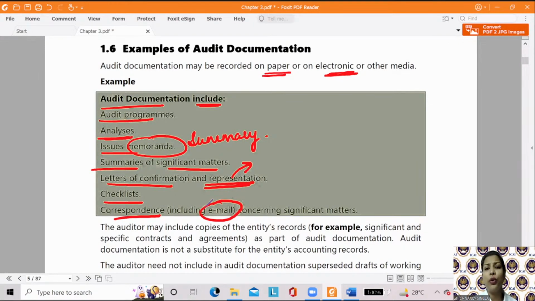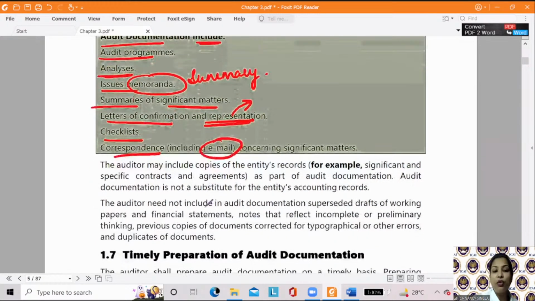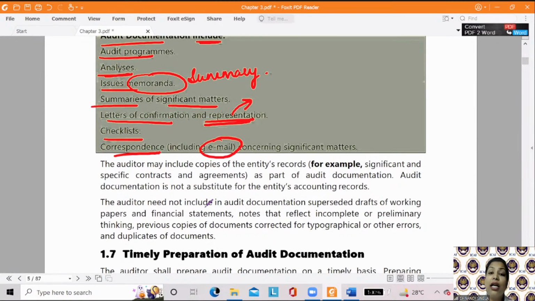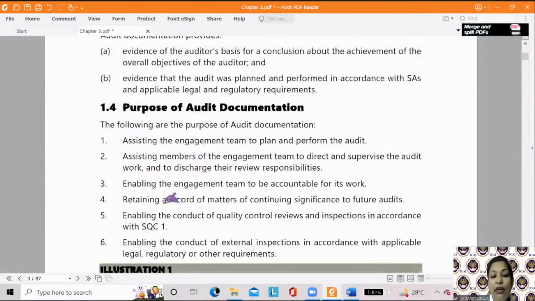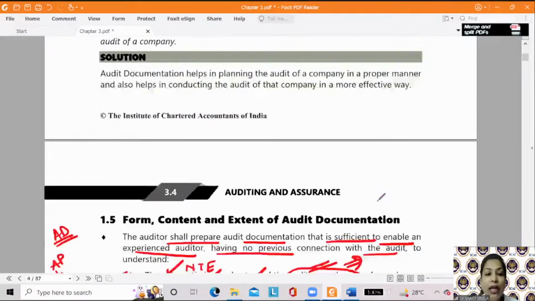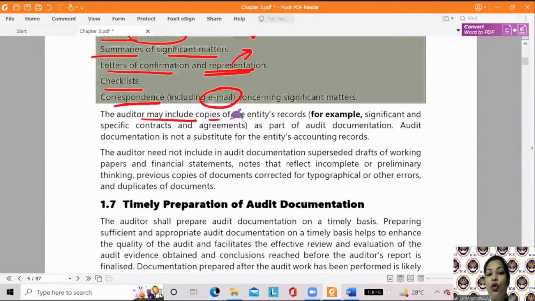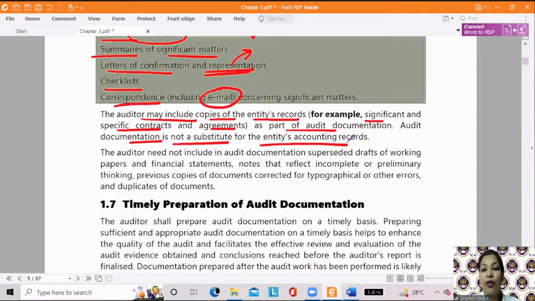So whatever work the auditor is going to conduct during the course of audit, whatever audit evidence he is going to obtain, whatever conclusion he is going to draw when he's conducting the audit of the client, he's going to maintain an audit documentation of that. Okay. Further, students, if the auditor is obtaining certain agreements, certain contract copy, so that will also form what part of audit documentation. If you remember, one of the benefits, one of the purpose of audit documentation was what? Retaining a record of matters of continuing significance, है ना? तो कोई भी agreement है, कोई भी document है. So see, the auditor may include copies of entities, records, significant specific contracts or agreements as part of what? Audit documentation.